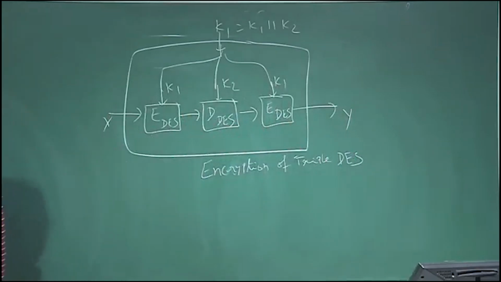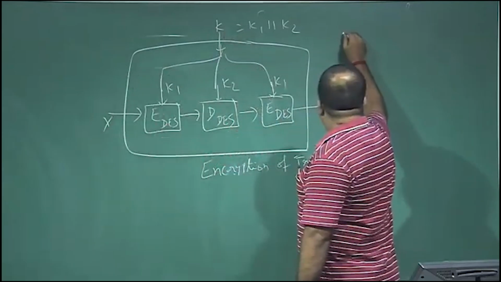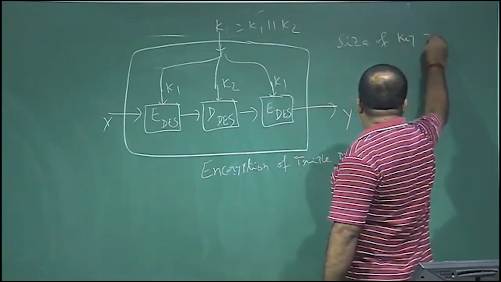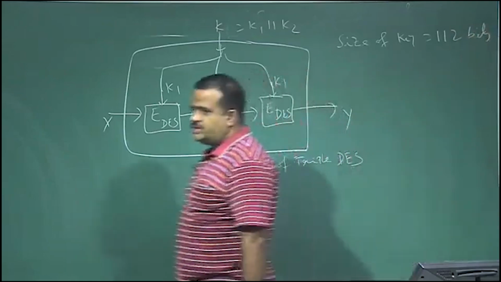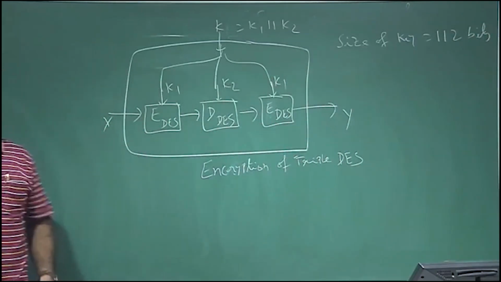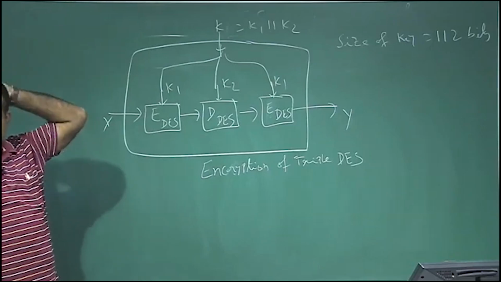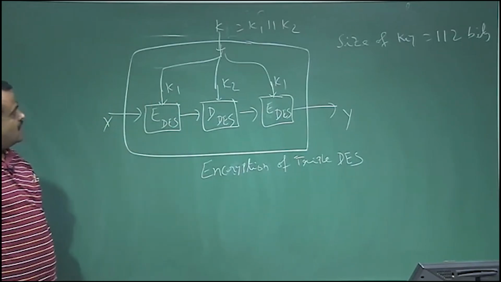Okay. So now the key size is reasonable. The size of the key K is 112 bits. So it is difficult to think of an exhaustive search attack even if we have many processors in parallel. Even the time-memory trade-off attack would not be possible for this.